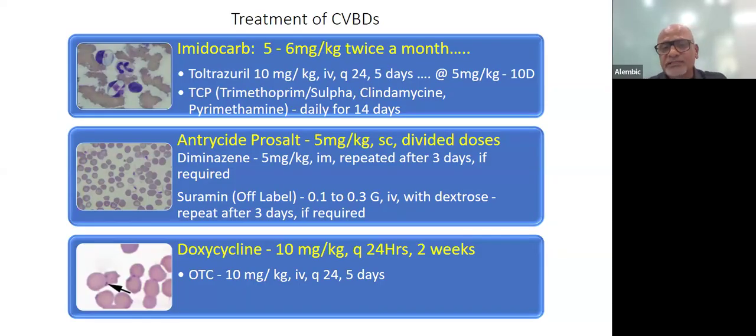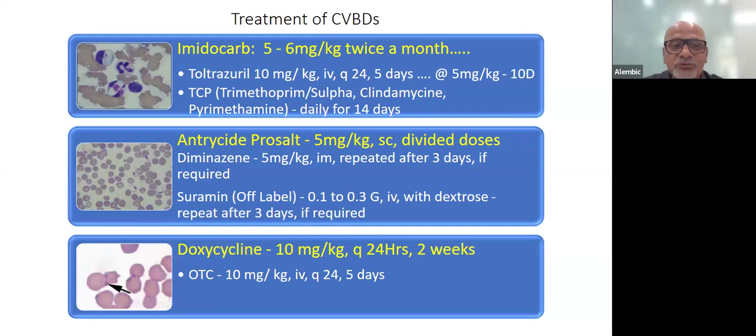Okay. No, sorry. Anthrycide has a prolonged action, so I don't think you require it. But if you're using diminazine at the rate of 5 milligram per kg body weight, it is to be given deep intramuscularly, and if required, it can be repeated. But as you all are aware about the side effects of diminazine, there are idiosyncratic reactions, and nervous signs could be there. So one has to be very careful while using diminazine.